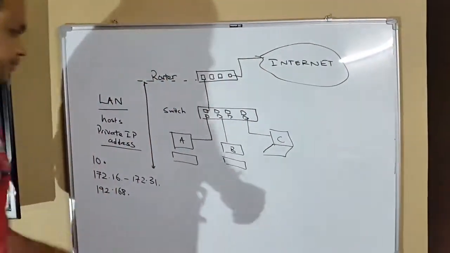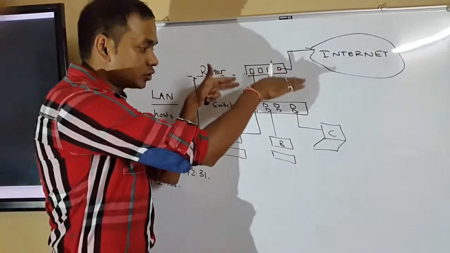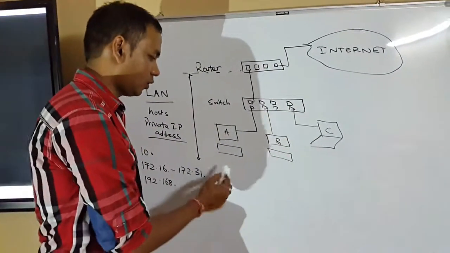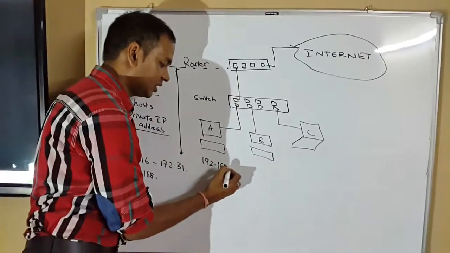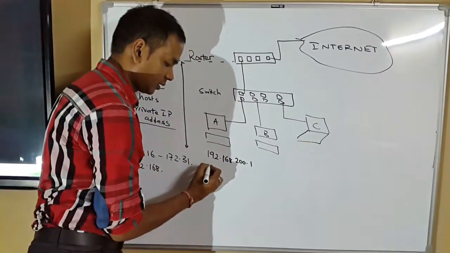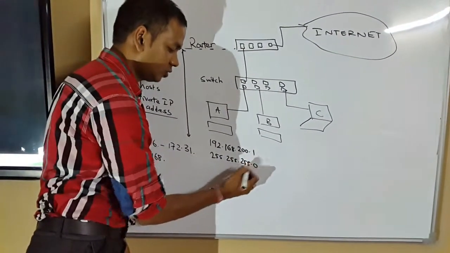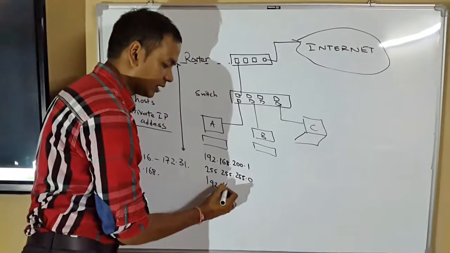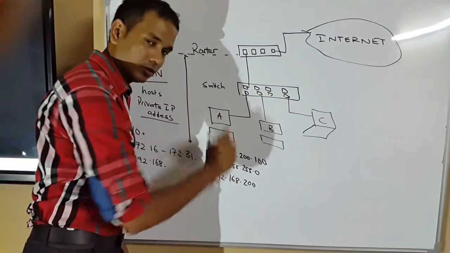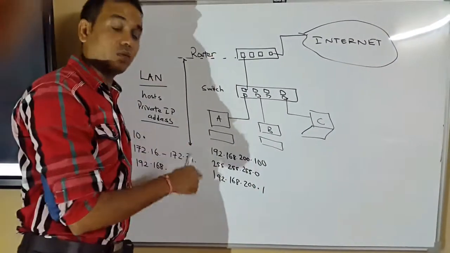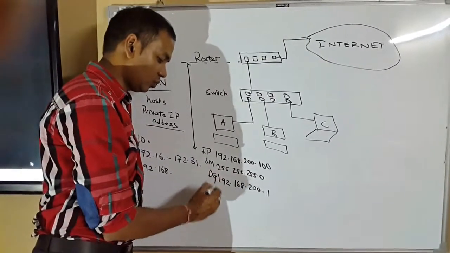So basically, you have different hosts, host A, host B, host C. All those hosts are internal to the network. For example, this host might have an IP address of 192.168.200.100, subnet mask 255.255.255.0, and the default gateway is 192.168.200.1. Sorry, this is .100 because .1 is for the default gateway. That's the IP address, that's the subnet mask, that's the default gateway.